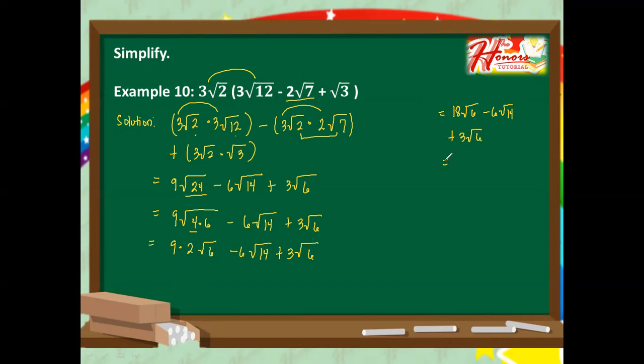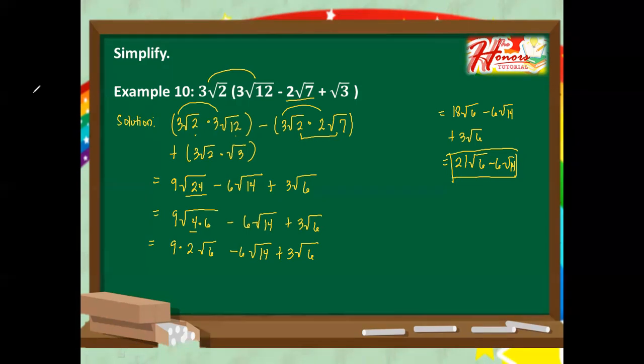Now we can see here that we have like radicals. We have here 18 square root of 6 and 3 square root of 6. We can combine them because they have the same index and same radicands. So 18 plus 3, that is 21. And then copy the square root of 6. And then minus 6 square root of 14. We cannot combine 21 square root of 6 minus 6 square root of 14 because they are unlike radicals. So therefore, the final answer is 21 square root of 6 minus 6 square root of 14.